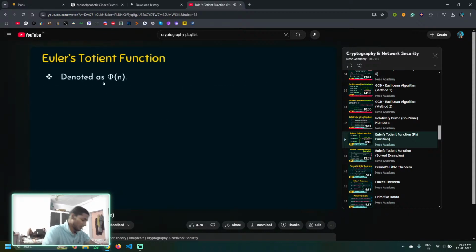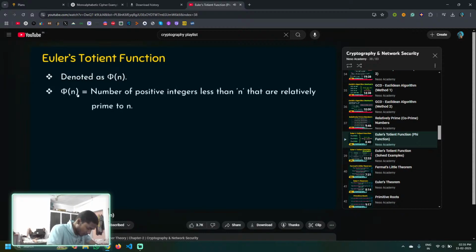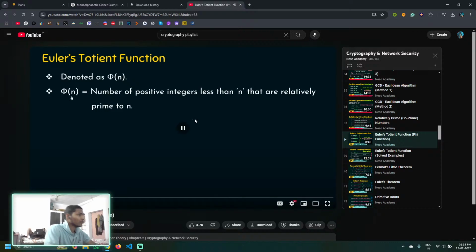Euler's totient function is denoted as phi of n. What is this phi of n? This phi of n is the number of positive integers that are lesser than n that are relatively prime to n. I know it will be difficult for you to understand now, but this concept will be clear when we see some examples.